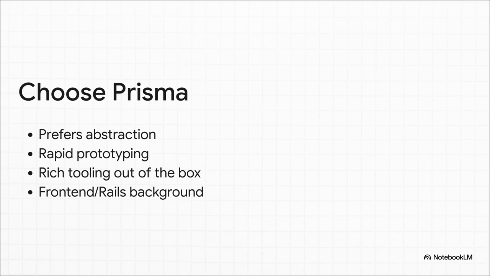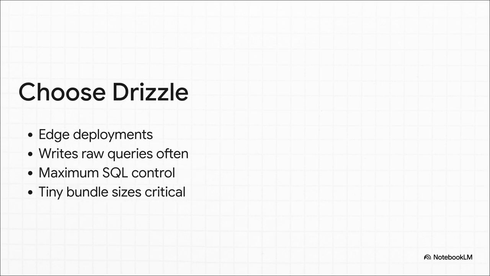Plus, its out-of-the-box tooling, like Prisma Studio for visually browsing your data, is incredibly polished, making it the indisputable champion for rapid prototyping. On the flip side, you definitely want to choose Drizzle if your deployment targets are edge runtimes, like Cloudflare Workers, where those tiny bundle sizes are just non-negotiable. It's also the clear winner if your team has a strong back-end background, writes raw queries regularly, and demands absolute maximum control and visibility over the exact SQL that's hitting your database. In high-throughput environments, Drizzle's performance is just exceptional.